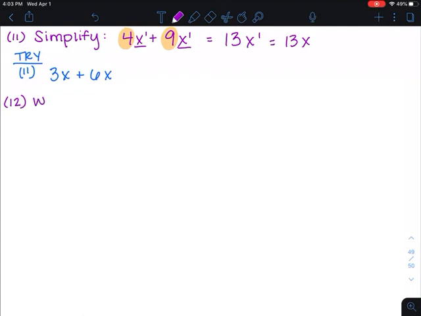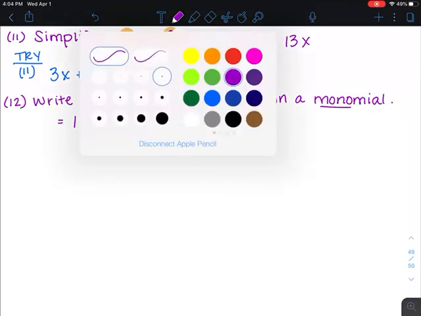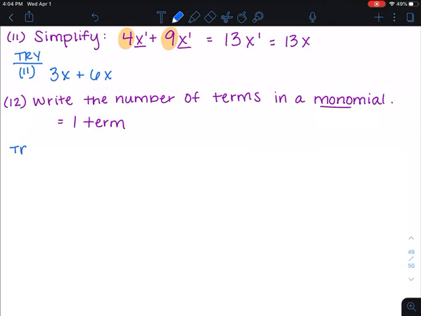For number 12, write the number of terms in a monomial. So don't forget, monomial has the prefix mono. It is singular. There will be one term. Now I want you to tell me how many terms are in a trinomial.